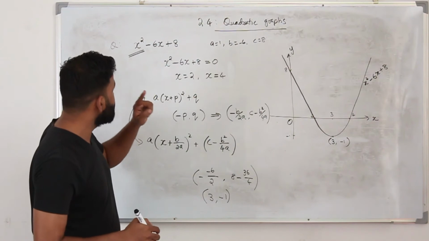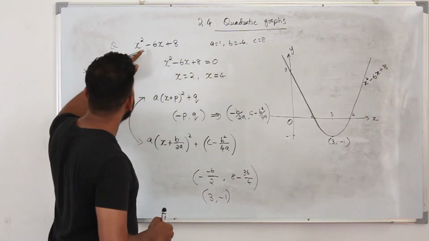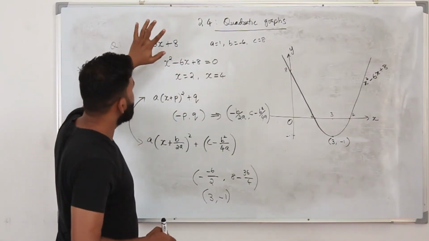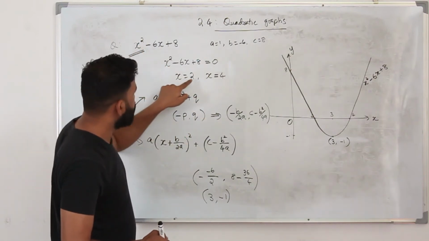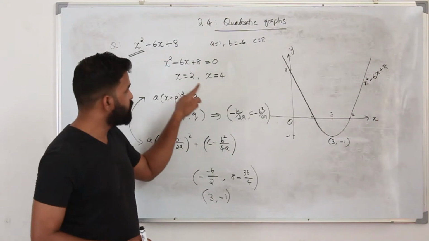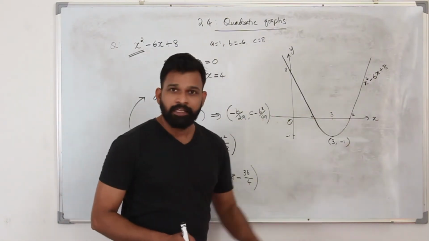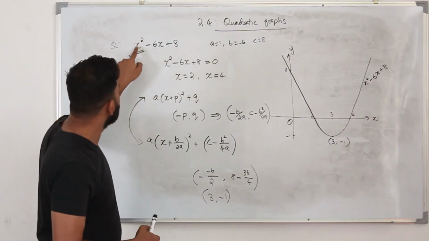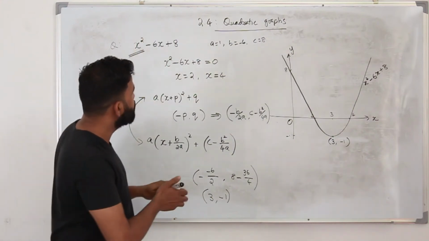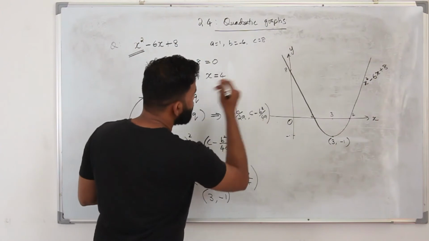I'm going to explain this one more time. Whenever you are given a quadratic function, first solve and find the two values, that is your x-intercept. Then replace x by 0, and you will get the y-intercept, 8. Y-intercept is 8.